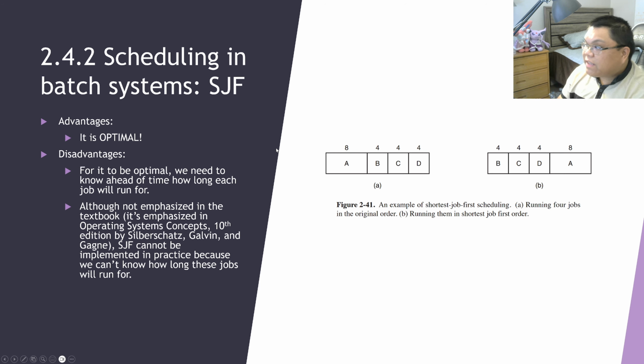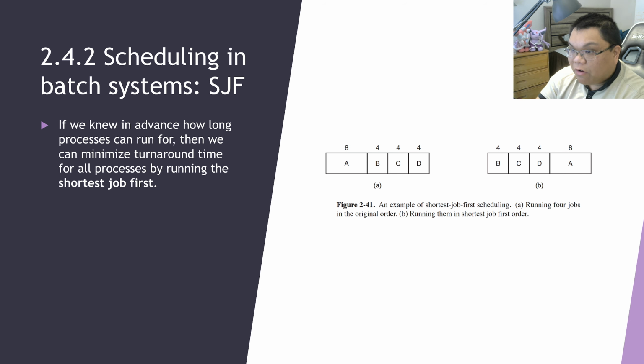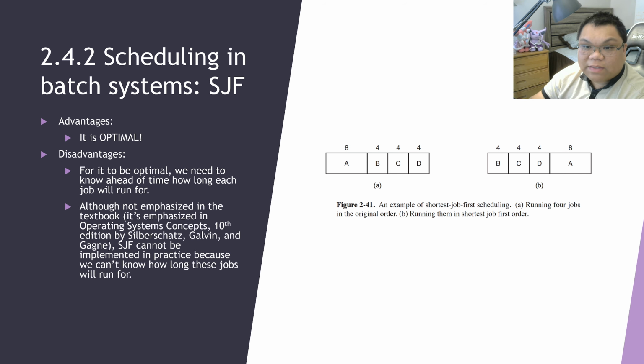So, the advantage is this. It is optimal. It will provide for us the lowest turnaround time out of all possible scheduling algorithms. However, for this to be optimal, we need to know ahead of time how long each job will run for. And although it's not emphasized in this textbook, it's emphasized in the other operating systems textbook, the one with the dinosaur on the cover. Because of this, we cannot implement SJF in practice because we don't know how long these jobs will run for.